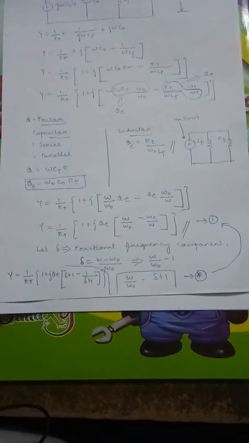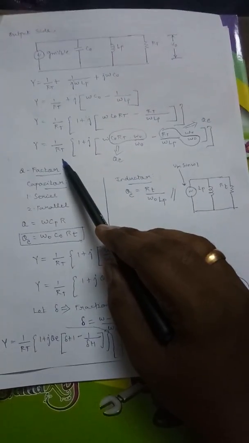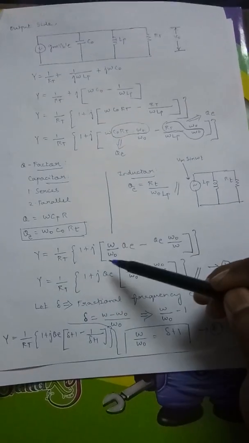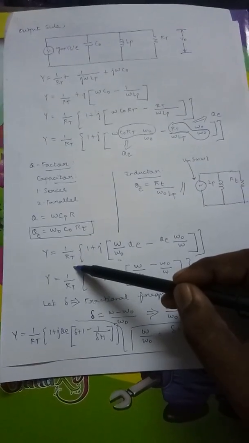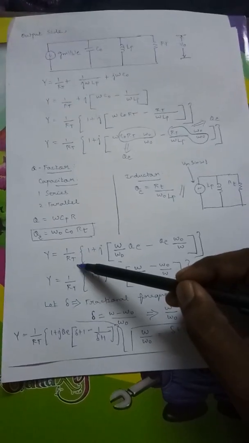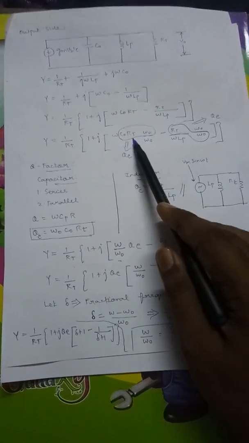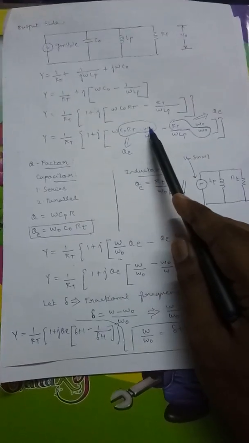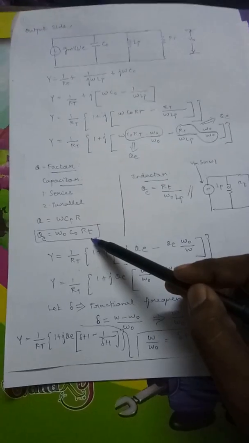After computing the quality factor of a capacitor and an inductor, now what I am going to do is substitute in this equation. When I substitute in this equation, the value of Y will be equal to 1 by RT into 1 plus j. In place of C naught RT into omega naught, I am going to replace it as QE.